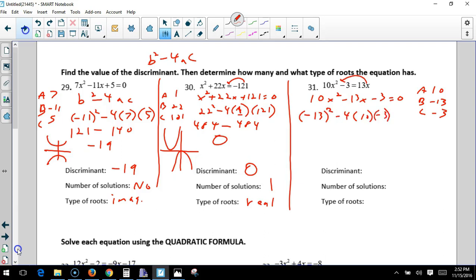Well, 13 squared is 169. Negative 4 times 10 is negative 40. Times negative 3 is plus 120. And that gives me 289 for the discriminant. Which means, in that case, we're talking about our traditional 2 points of intercept on the x-axis, and they're both real.